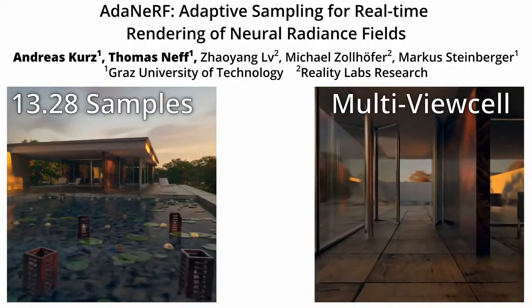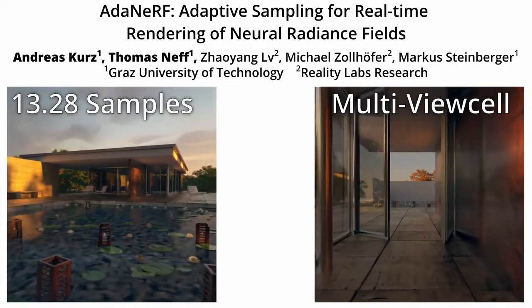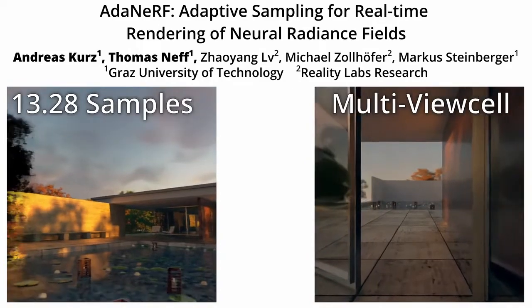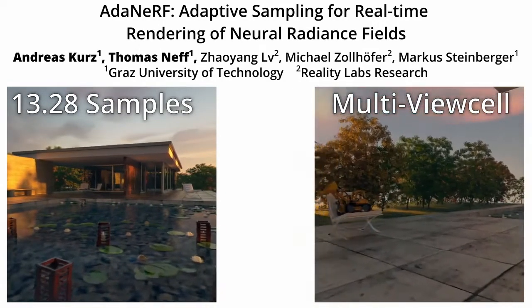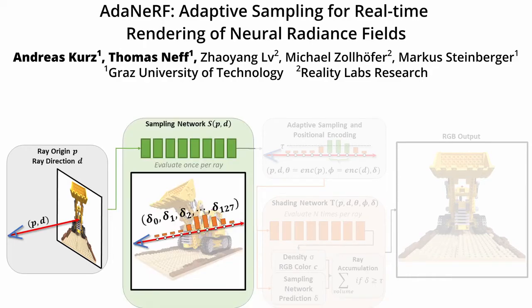We introduce AdaNeRF, a compact dual network neural radiance field that can be trained end-to-end and adaptively sampled in real time. The core of AdaNeRF is a sampling network which is evaluated only once per few rays and predicts the importance of all sample points along the ray.